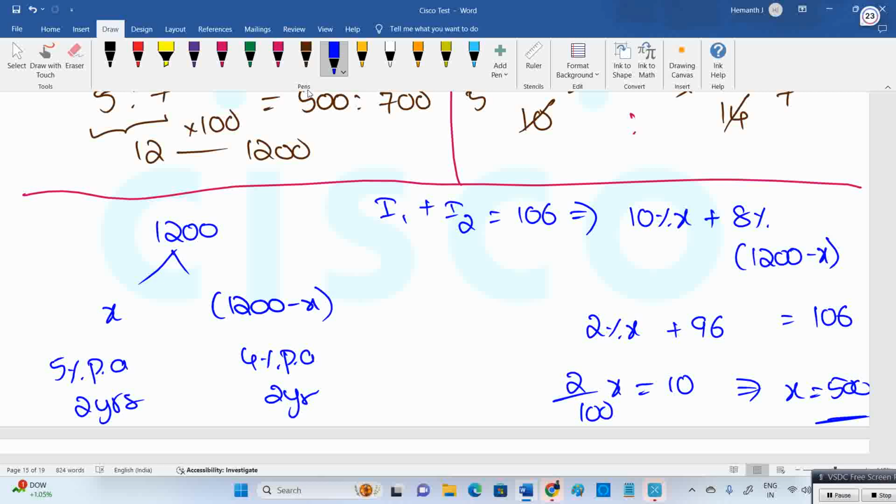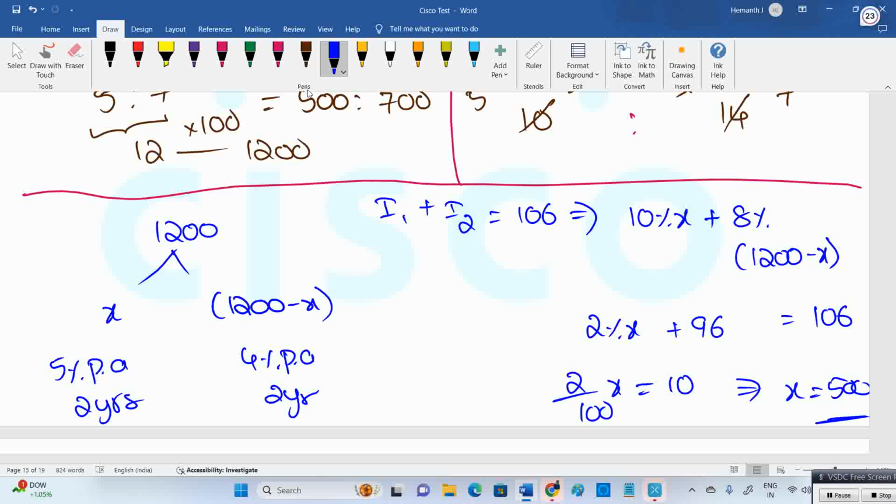Second part will be 700. I1 plus I2, both interest together is 106. First one amount is x rupees. Why 10% of x? Why the 10%? For 2 years. If it is for 3 years, 15% of x. The other one is 12% of x. It is 3 years. In simple interest, addition effect: 5% for 1 year means for 2 years 10%, for 3 years 15%. We can do directly like that.